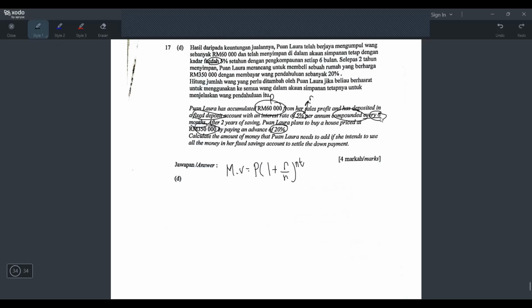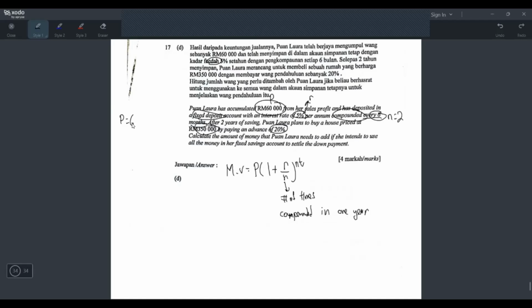The N is not 6. The N is the number of times compounded in 1 year. So can you tell me, if they say compounded every 6 months, it means your N is what? Your N is 2.